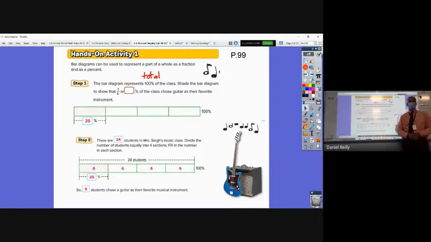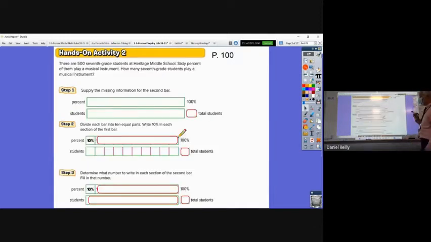Okay, so what we're doing here is we're making 2 strips, one of them to represent the percents, it goes to 100, the other one that represents the total amount of things. And then you split them up into equal parts, and you can visualize what the percent is. Okay, so here's another example.